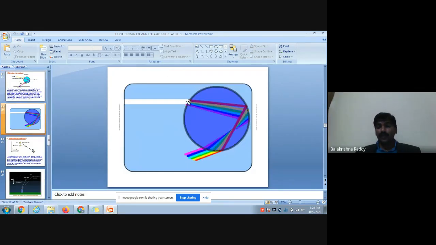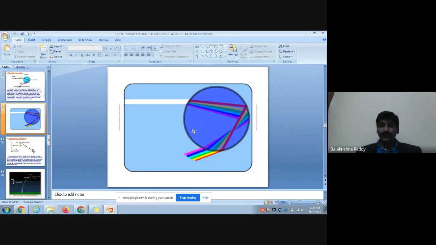Then if it is incident back, again it will come and reflect back and form a band of colors opposite to this, meaning inverted to the first rainbow. That gives a second rainbow. Like this, more than one rainbow is also possible.